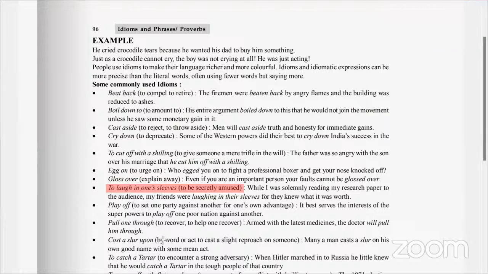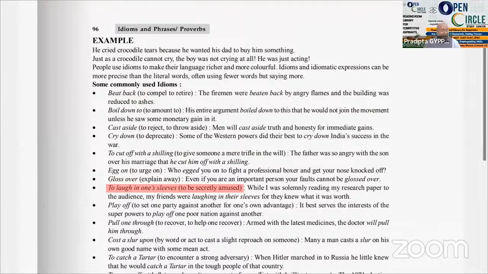Yes, sir. What is the meaning of amused? Amused means being happy, being entertained. Being entertained, right? When your class teacher does a mistake, you can't laugh at her, no, because the penalty will come, punishment will come. So you laugh in your sleeves, huh? Yeah.